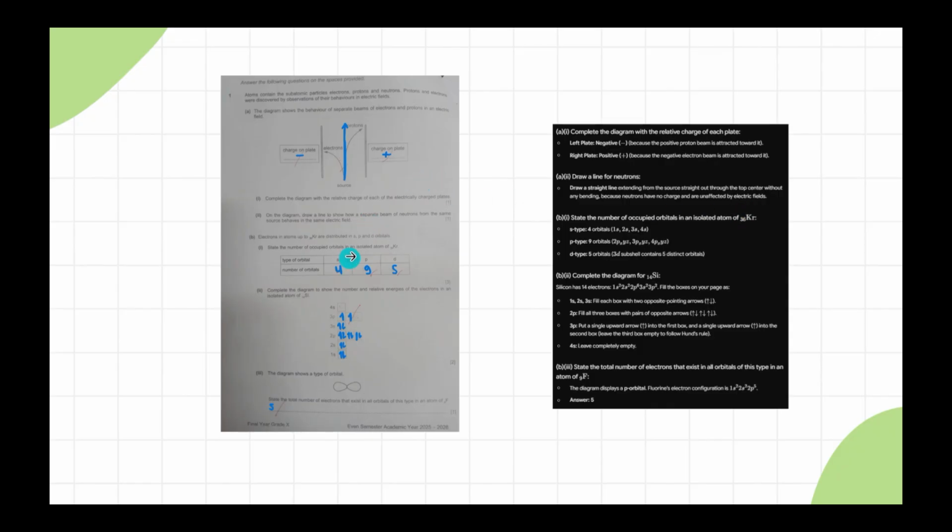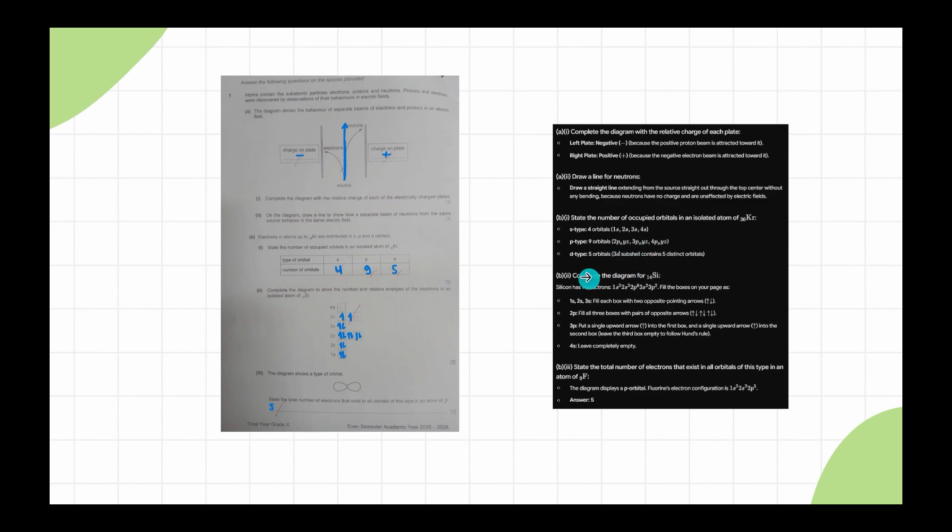Next, the atoms up to 36 krypton have electrons distributed in s, p and d orbitals. State the number of occupied orbitals in an atom of 36 krypton. The s-type has 4 occupied orbitals: 1s, 2s, 3s and 4s. The p-type has 9 orbitals, and the d-type has 5 orbitals.